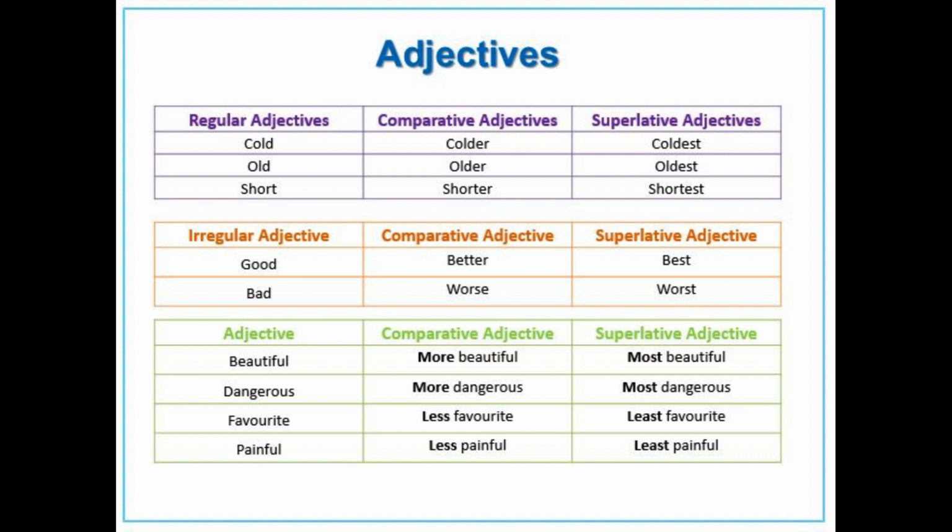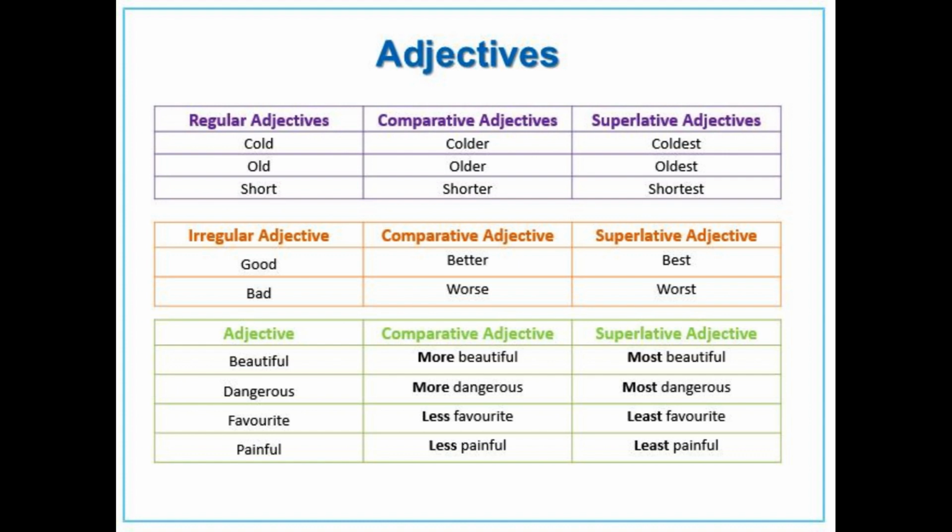Similarly, if there is an adjective that we want to describe in the negative sense, then we would take help of the word less to describe or compare two adjectives and the word least to compare more than two adjectives. For example, less favorite and least favorite.